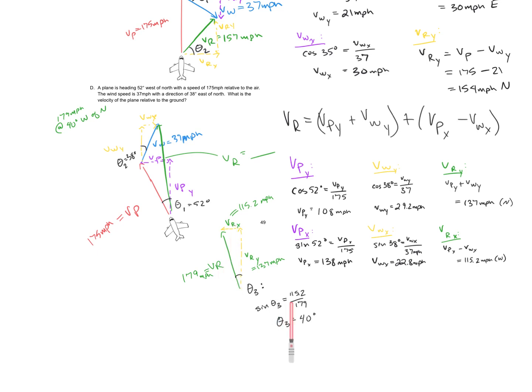If you do the math for that, you end up finding that the angle is 40 degrees. So this angle right here is 40 degrees. And if you consider this yellow dotted line to be directly north, that means that the resultant vector is 40 degrees west of north. So that's the final answer. The resultant vector is 179 miles per hour at 40 degrees west of north.